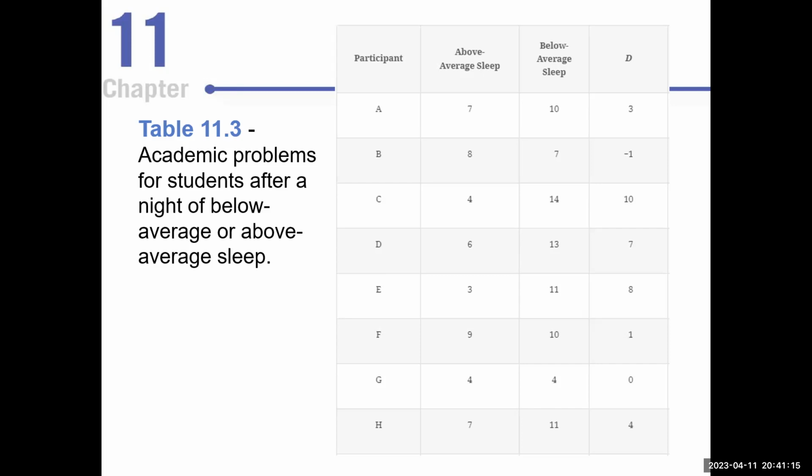Okay, so academic problems for students after a night of below average sleep or above average sleep. For the column that we see here, the above average sleep, these are the number of academic problems after a night of above average sleep for all the participants. And then here are the academic problems for individuals with below average sleep. Okay, and then you have your different scores. So we're going to walk through this real quick.